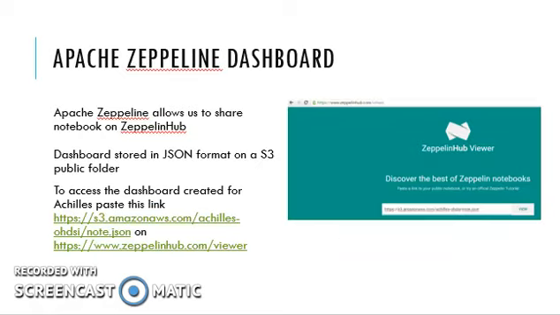The ACHILLES dashboard on Apache Zeppelin is stored in a JSON format on a public S3 bucket. By using Zeppelin Hub, a collaborative platform for sharing Zeppelin notebooks, anyone can access the new dashboard that is created for ACHILLES.